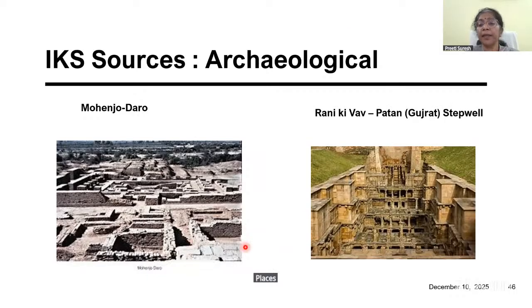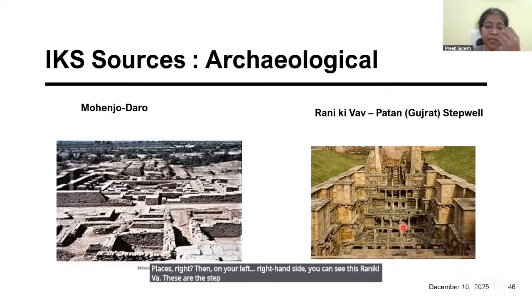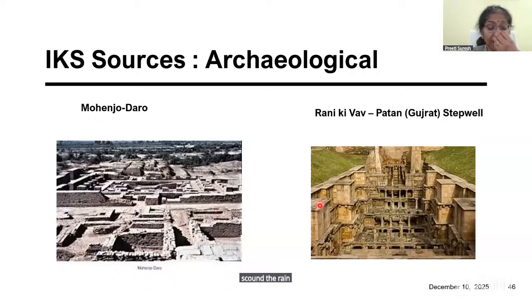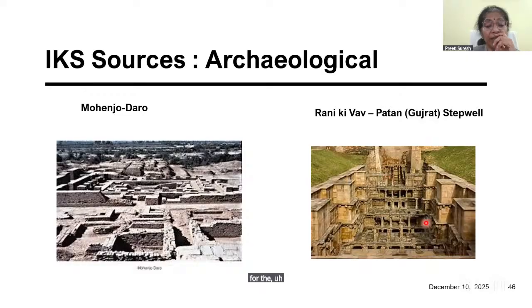That means they had some unit for the mass manufacturing of such bricks for the construction of these places, right? Then on your right-hand side, you can see this Rani Ki Vav. These are step wells. There are many more such structures in Gujarat or Rajasthan, areas which received very scanty rainfall. These step wells were constructed for the preservation of rainwater, rainwater harvesting.